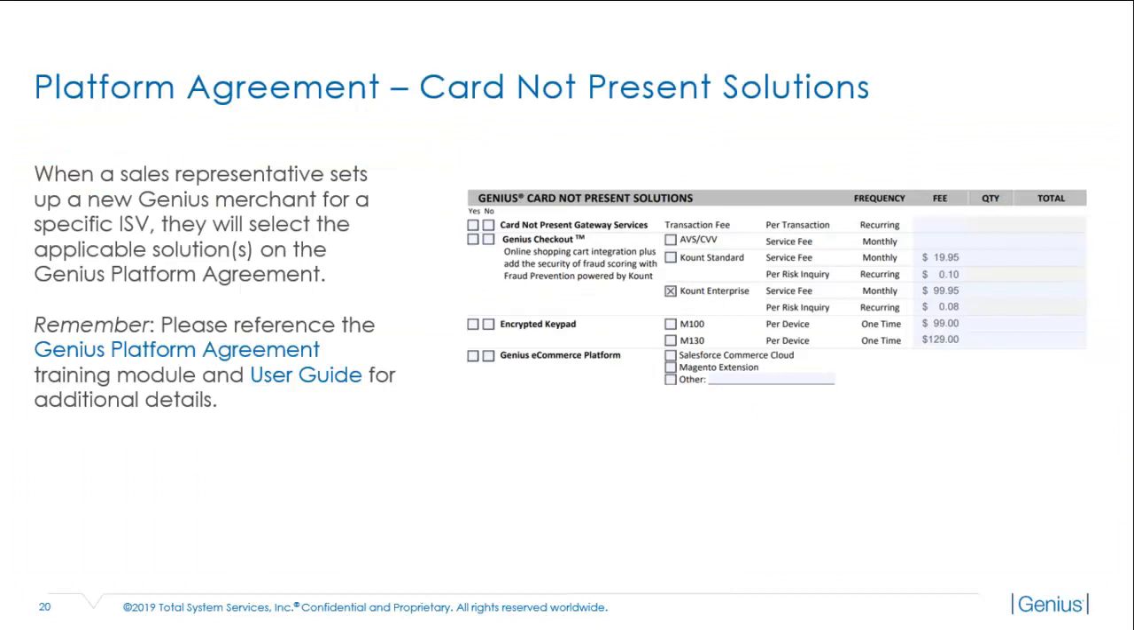When a sales representative sets up a new Genius merchant for a specific ISV, they will select the applicable Genius solutions on the Genius Platform Agreement. Please remember to reference the Genius Platform Agreement training module and user guide for additional details.